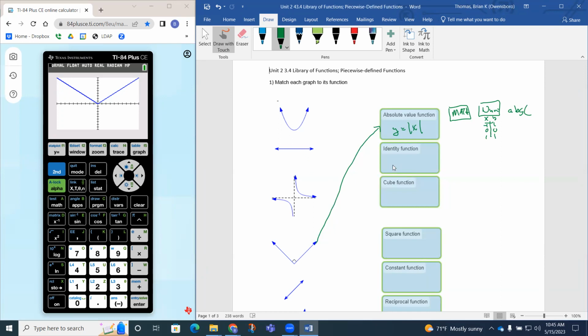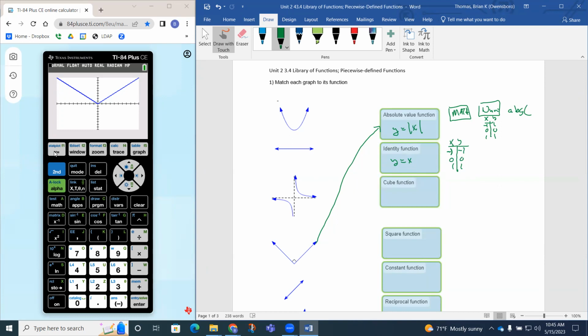The identity function is defined by y equals x. So it's going to be linear. So again, here you're just basically looking at the graph of a line where if I use -1, 0, and 1, -1 is going to be -1, 0 is going to be 0, and 1 is going to be 1. So it's really just going to be a line.